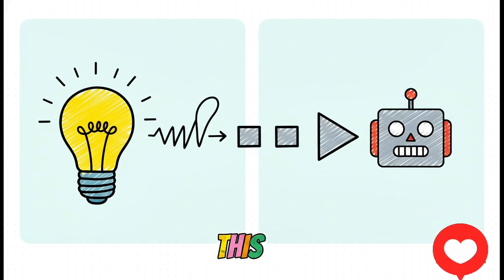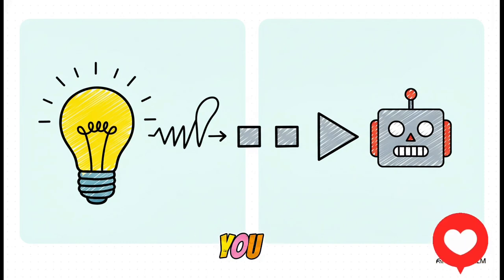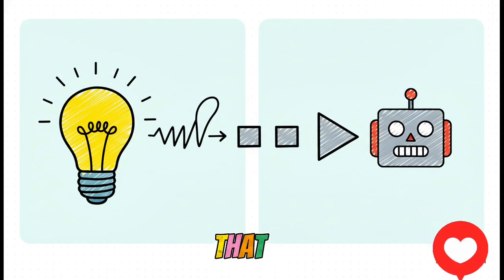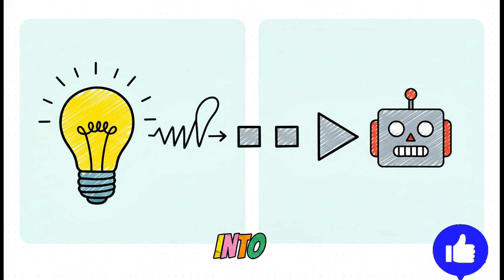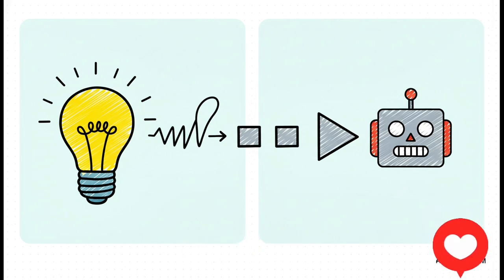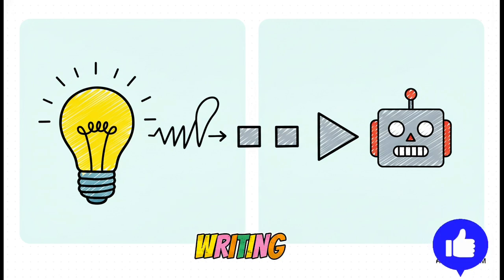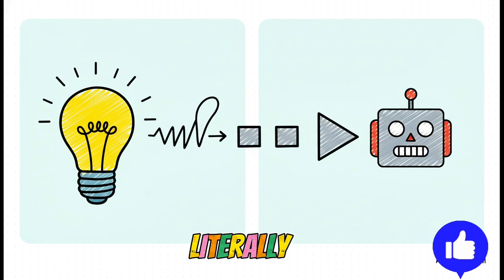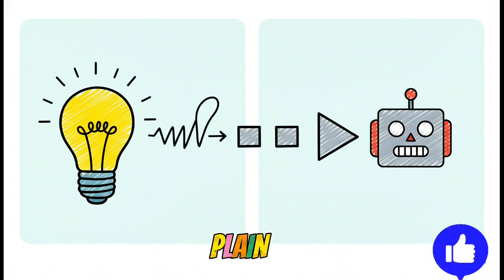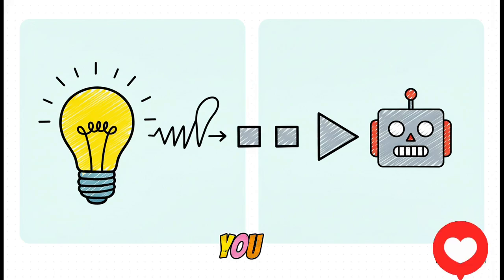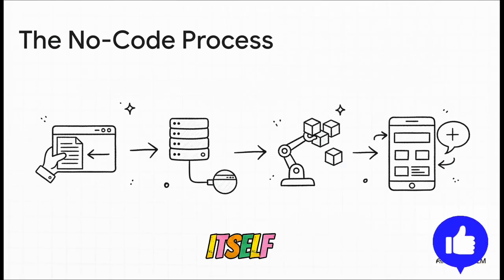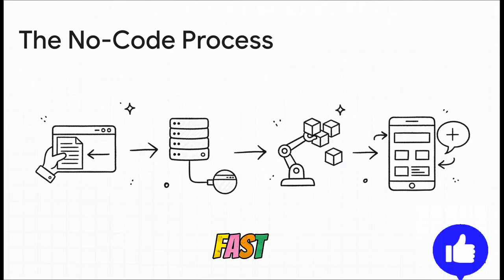Okay, now this is where the real magic happens. You take your simple idea, an app that spits out YouTube titles, tags, and descriptions, and you translate it into a super detailed command, or what we call a prompt, for an AI app builder. You're not writing a single line of code here. You are literally just writing instructions in plain English, telling the AI exactly what you want it to build for you. And the process itself, it's just unbelievably fast.